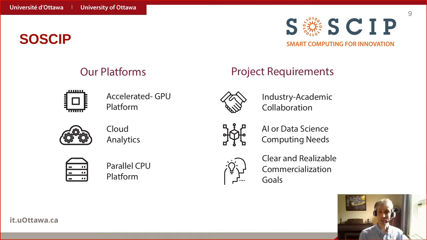SOSCIP and Compute Canada actually use quite a bit of the same infrastructure. I think SOSCIP uses a lot of the Niagara cluster. But SOSCIP is nice because it gives you more priority access. So if you have a compute job you want to run, it will generally be processed faster if you use SOSCIP. However, SOSCIP is not free. You have to apply, and if your application is successful, then you have to pay a small fee to get access to their resources. I think it's $5,000 for 2 years, which is really cheap considering what you get.